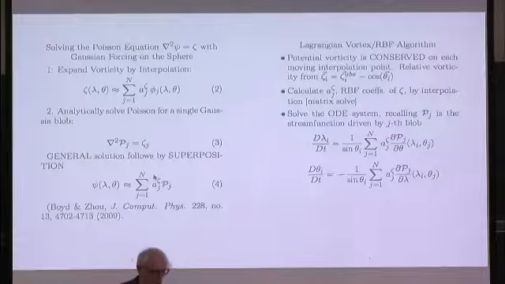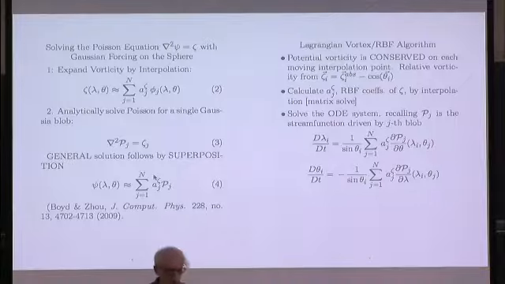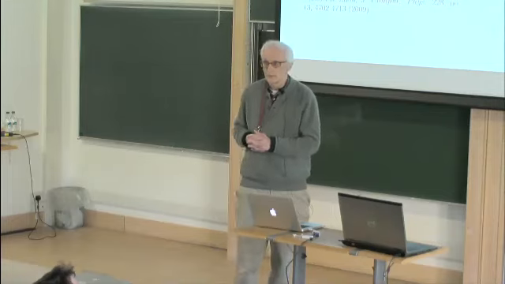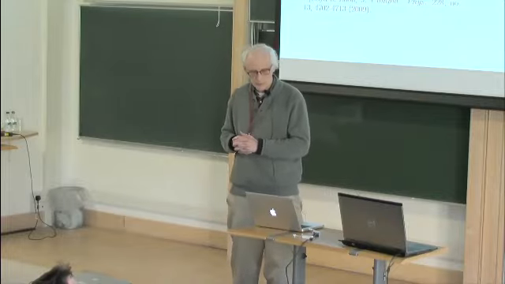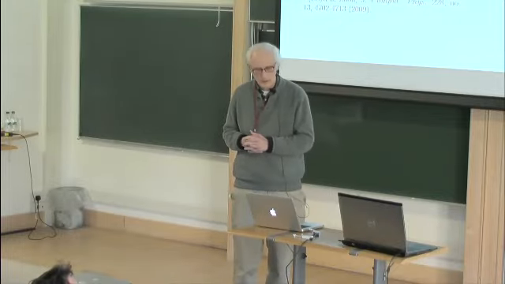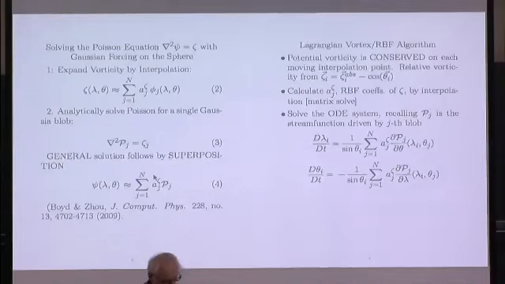And the idea is that to solve the Poisson equation, we calculate the coefficients of the RBF expansion of the vorticity by inverting an interpolation matrix. Then we take the analytical solution for a single RBF, and we construct the general solution by superimposing all those particular solutions with coefficients that are the RBF coefficients of the vorticity.